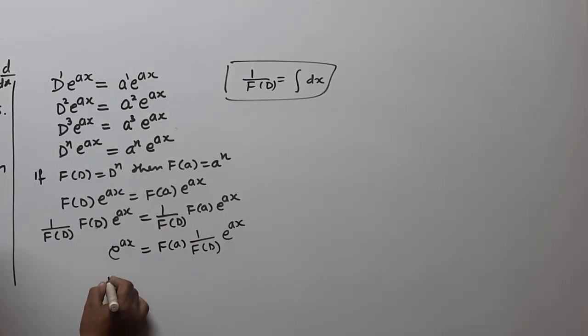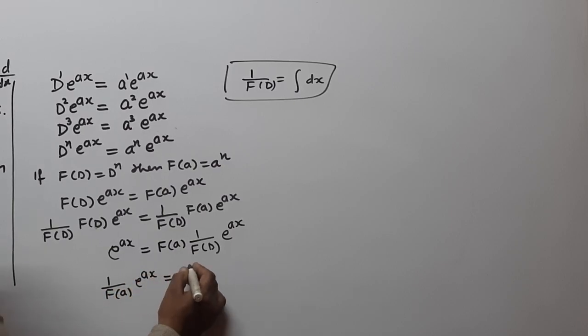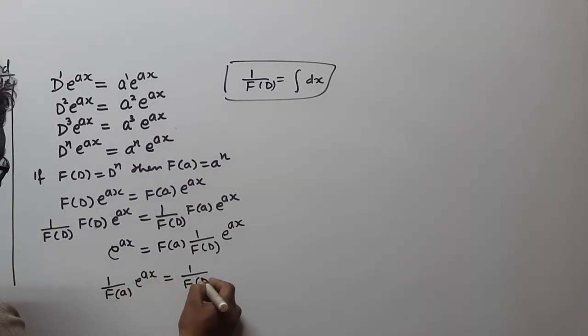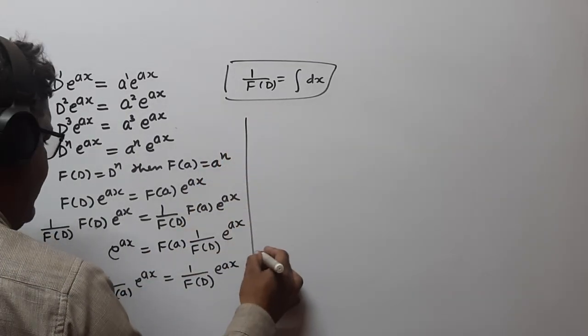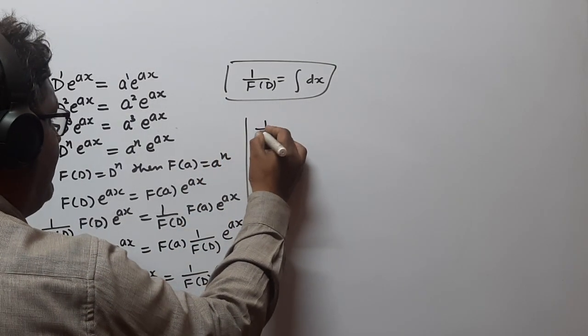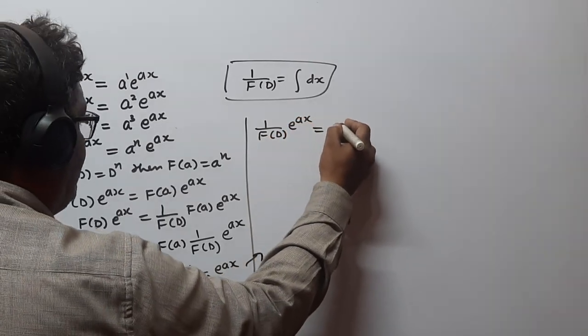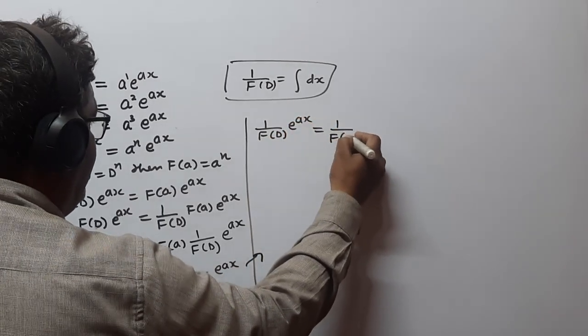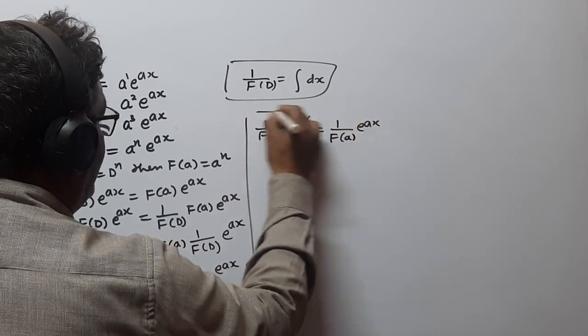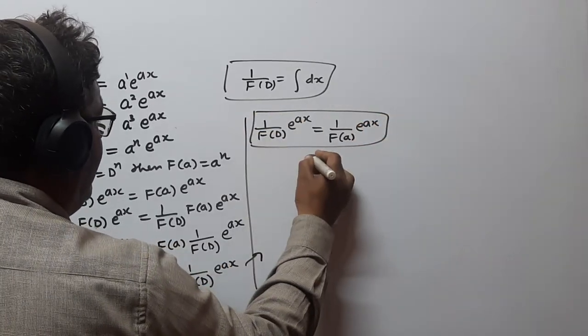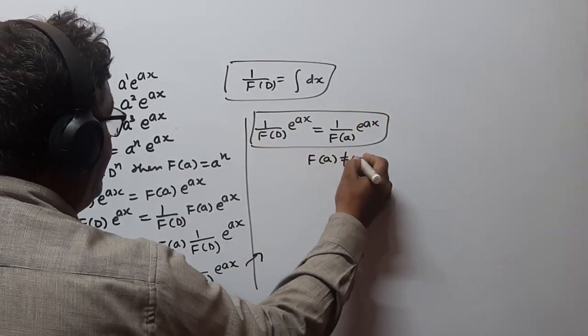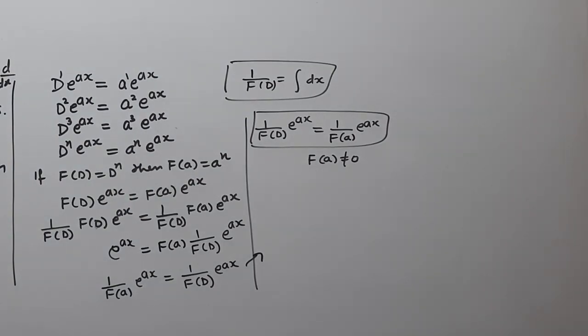This can also be written as 1 upon f(a) times e to the power ax is equal to 1 upon f(D) times e to the power ax. So 1 upon f(D) times e to the power ax is equal to 1 upon f(a) e to the power ax, where f(a) is not equal to 0. This is the particular integral of e to the power ax.